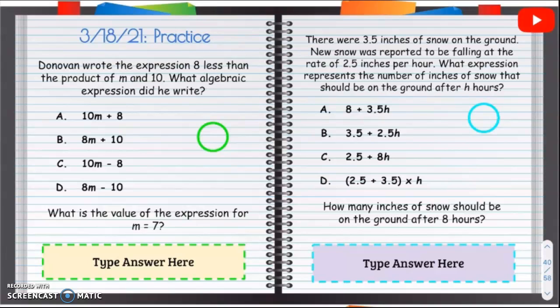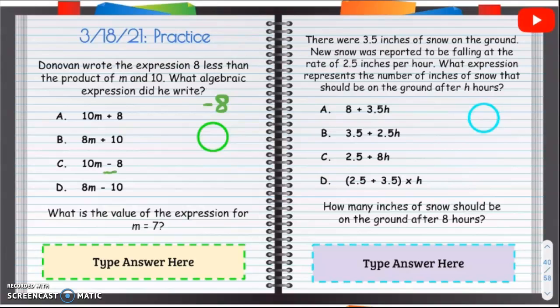Our practice. Donovan wrote the expression 8 less than the product of m and 10. What algebraic expression did he write? So, if he has 8 less than, that means it's going to be something minus 8, because 8 less than that. So something minus 8.